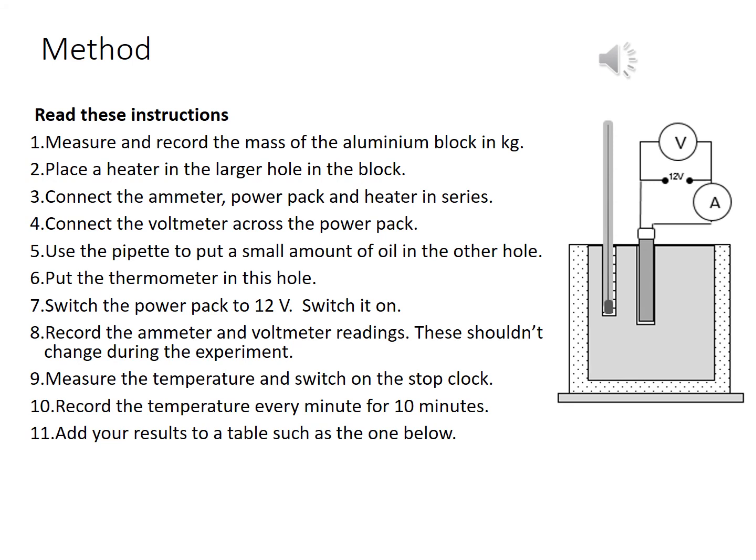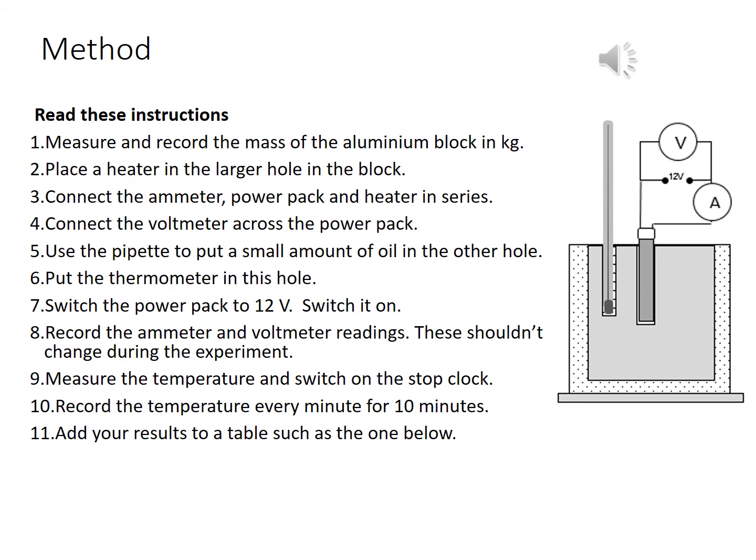We are then going to place a heater in the hole on top of the block. We're going to connect that to an ammeter and a voltmeter and a power pack. We are then going to put a drop of oil into one of the holes and put a thermometer into it. The oil will allow the thermometer to be in contact with the metal block to actually allow it to record the heat value. We will then switch the power pack on.